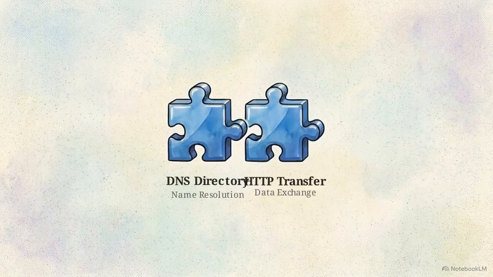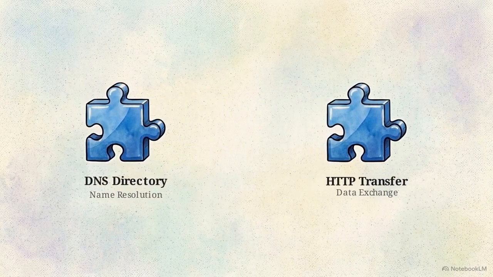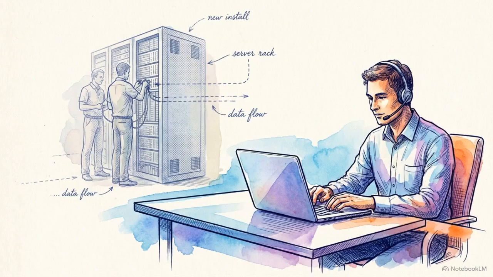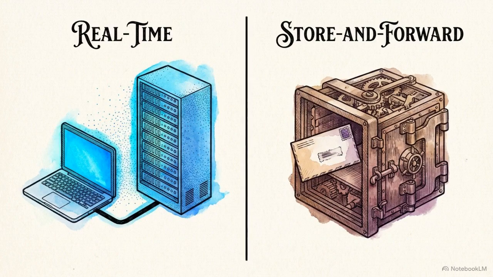Decoupling the DNS directory function from the HTTP data transfer creates a modular architecture. If a web server changes its IP address, DNS updates the record, and the change remains completely transparent to the end user. Web browsing operates on a real-time request and response cycle.